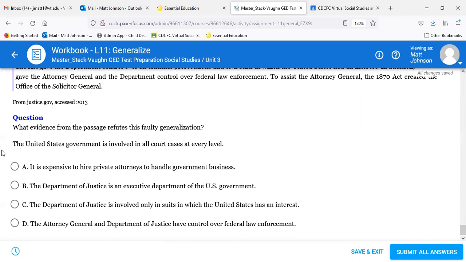Is it D? It's C. The Department of Justice is involved only in suits in which the United States has an interest. So in all other cases, they're not involved. If somebody locally robs a convenience store, right? The U.S. government doesn't get involved in that. Only if it's in the interest of the United States will they get involved in a court case. Okay, so keep that in mind, part of our civics there. So yeah, 7 is C.